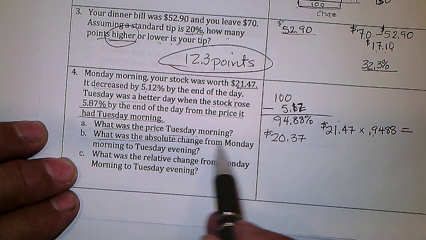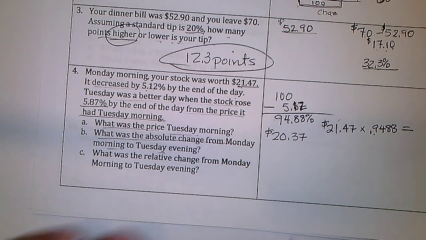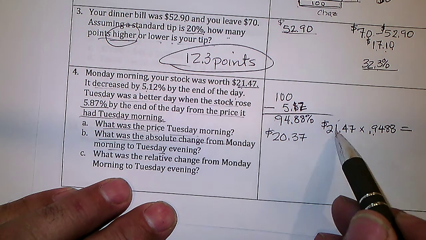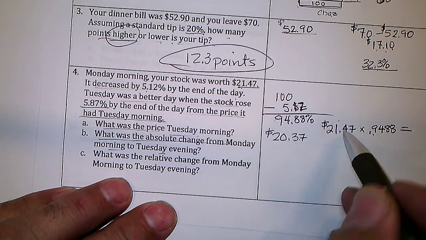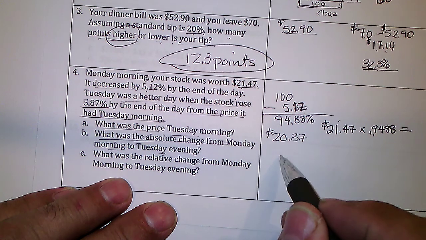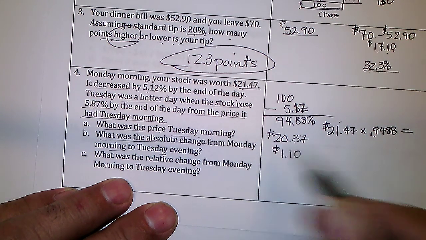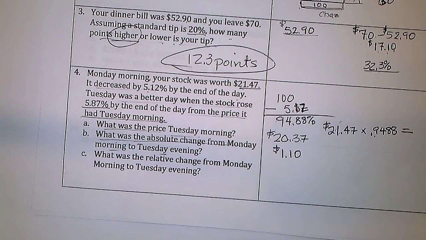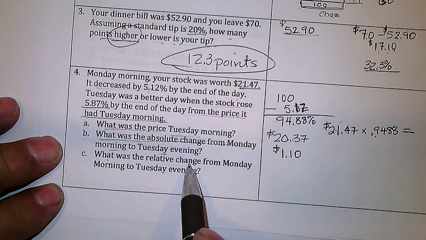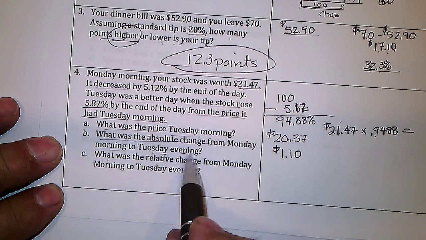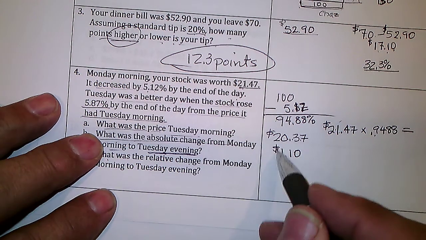What was the absolute change from Monday to Tuesday? Oh, it went from 21.47 to 20.37. The difference between those, if you subtract them, is $1.10. Absolute is just the difference. What was the relative change to Tuesday evening? Ooh, we only did Tuesday morning. So I got to do more here.